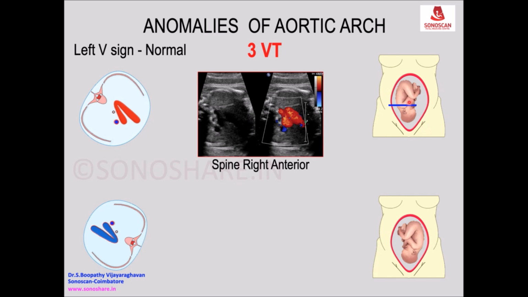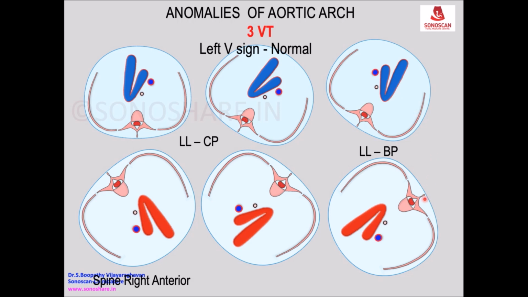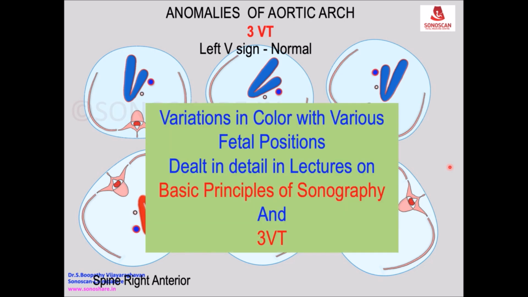In the longitudinal cephalic view, the spine is right anterior. Previously we saw the spine right posterior. Here it is right anterior, away from the transducer, whereas here it is towards the transducer, so it is red. This you must recognize: the color will depend upon the flow direction. These variations in color with various fetal positions are discussed in detail.